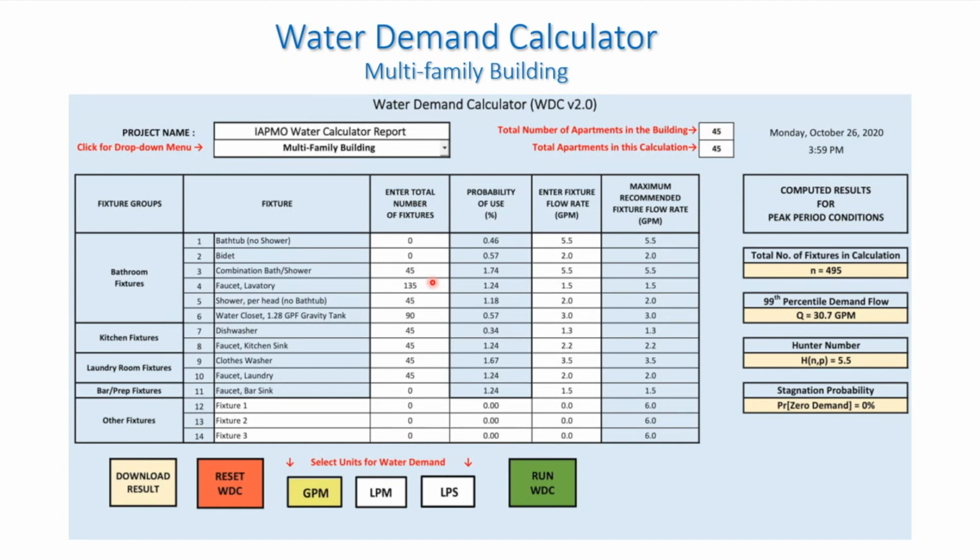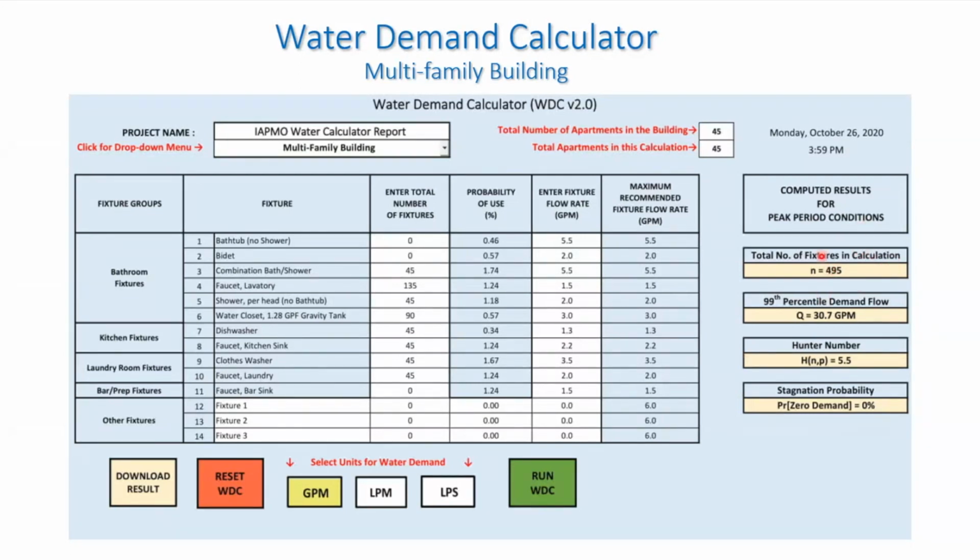which would be in this column here. You would input the number of fixtures, and seeing our model that Jeremy put forth, this is a 45 unit apartment, and we are going to size the incoming water service for all 45 units. So we would put the total number of fixtures in this column, and then you would just click Run Water Demand Calculator, and the output information is on the right-hand side.